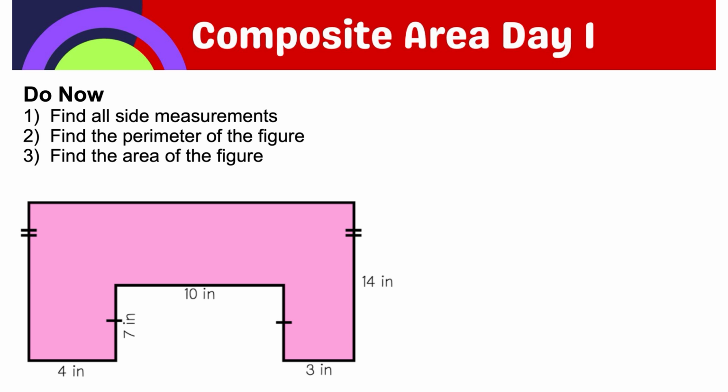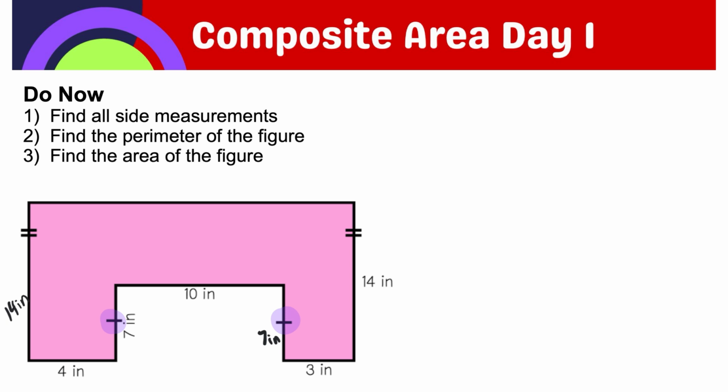Okay, now if you're having trouble with the do now, let's just keep in mind some things that we should know about these irregular shapes. One thing that you should know is if you have a side with the same marking, that means that those sides have the same measurement. So the 1 dash is 7 inches on one side, so that must mean that the other side is also 7 inches. Same thing with the sides with 2 dashes. This 2 dashes is going to be 14, so this side will also be 14 inches.